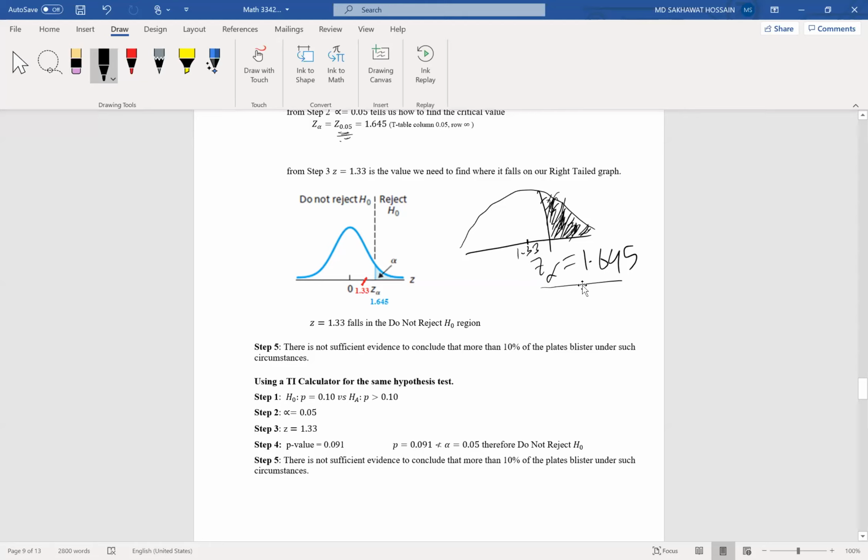So the critical value is 1.645 and the test statistic is 1.33. Since the test statistic is outside the rejection region, we fail to reject the null. The conclusion is we do not have sufficient evidence that the proportion is more than 10%. If you use the calculator, you will also get the p-value, which is 0.091, and alpha is 0.05. The p-value is greater than alpha, so you fail to reject the null.